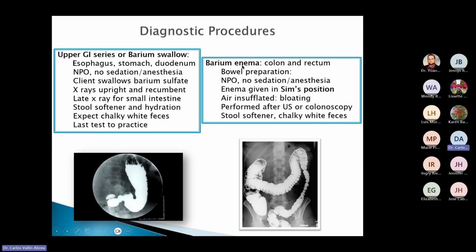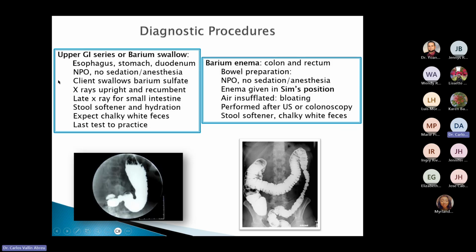Remember that there are procedures to evaluate the GI system that are made with a radiological contrast substance called barium. Remember that the barium is not passing to the blood; it's staying in the lumen, in the cavity of the GI tube. Remember that the GI system is upper GI, that is the esophagus, the stomach, and the duodenum, and the lower GI, that is the colon.